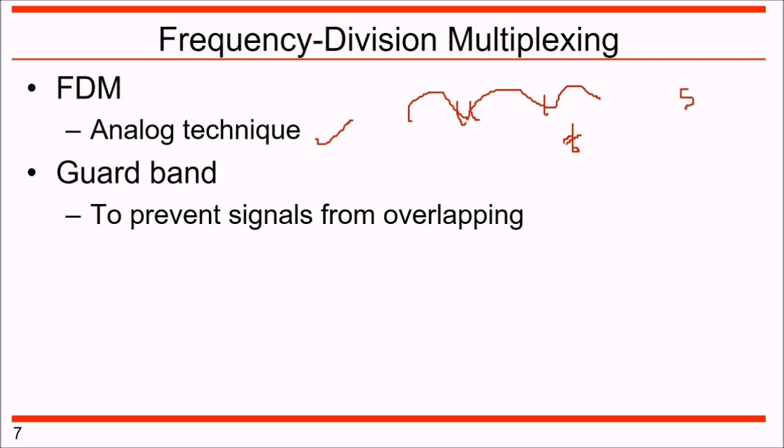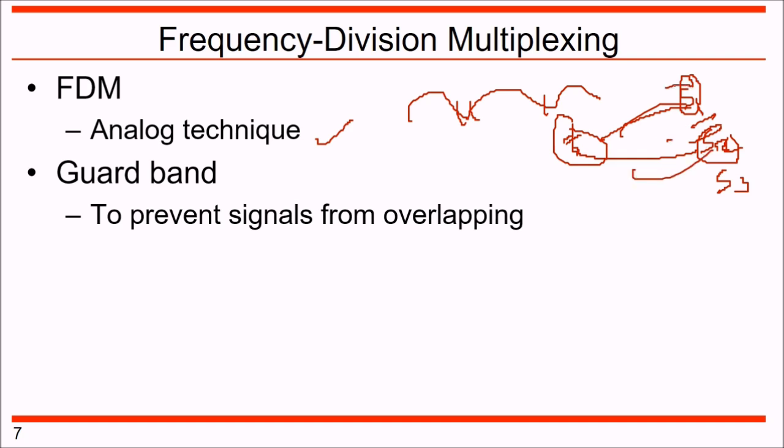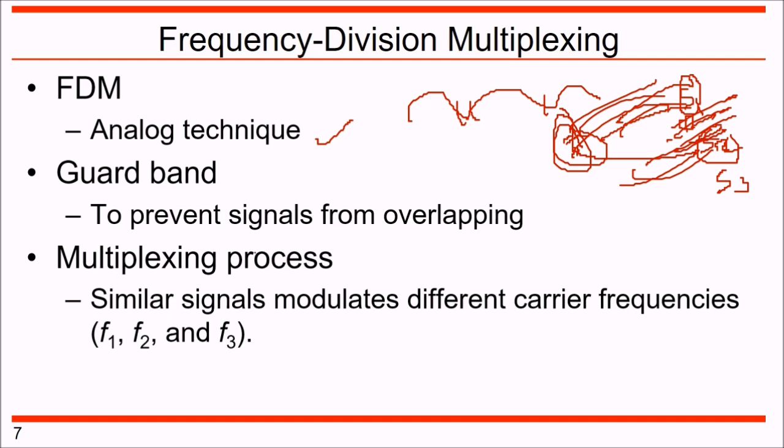This is a teacher, student 1, student 2, student 3. Now student 1 is talking, and student 2 is talking simultaneously. The teacher can't understand. Let them be given some space or time. Let S1 speak, then S2 speak. Or let us allow them to talk in a different room. S1 talks to T, S2 talks to T. Right? The teacher can understand. There has to be some guarding, a brick wall, or a time gap. So we'll have a guard band to prevent signals from overlapping. How do we multiplex? The multiplexing process is that similar signals modulate different carrier frequencies: F1, F2, F3.